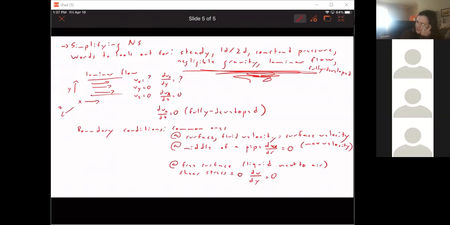Also pay attention to whether there's a pressure gradient or not, or whether that pressure gradient is a constant. If the change in pressure over length is a constant, then you can treat it as a constant when you're integrating. Whereas if pressure is a constant, there's no pressure gradient. Constant, 0.